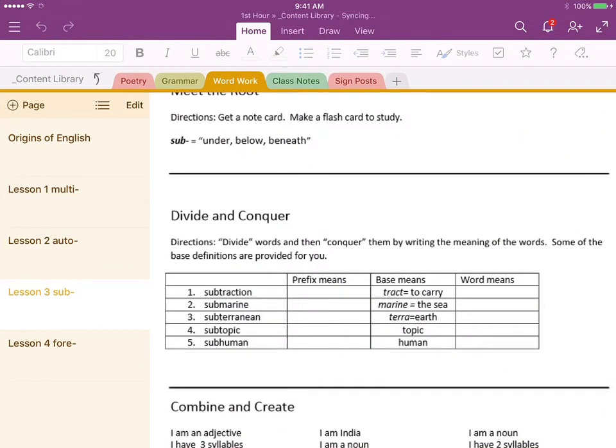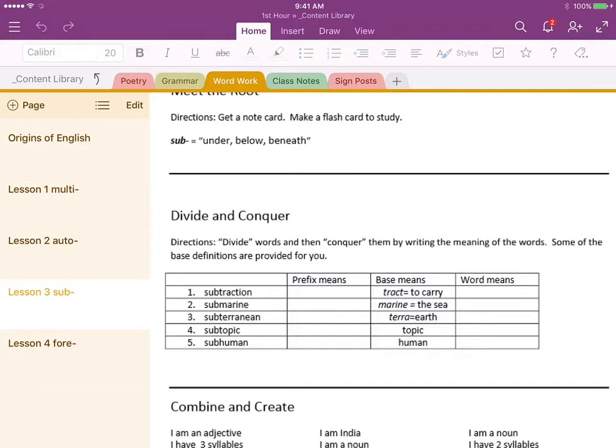Okay, so it's time. You should already have this filled out. And for the sake of time, I'm going to be kind of quick, but you're in word work, divide and conquer. I'm going to get my writing utensil out. So sub means under, below, beneath. It's all three of those words. It's got a slight variation depending on how it's being used. So under, below, beneath, okay?